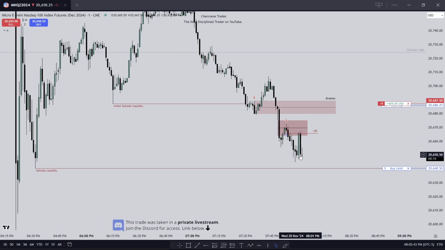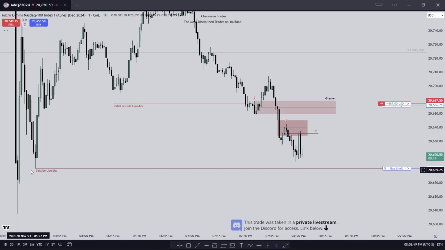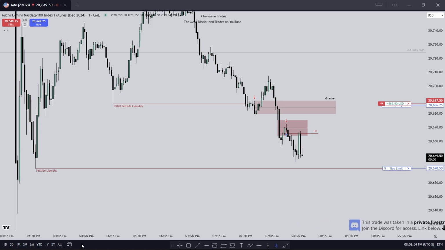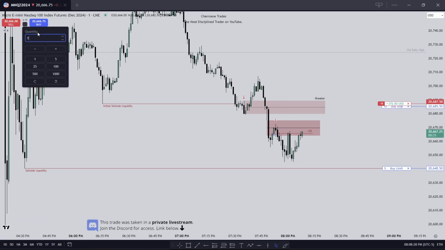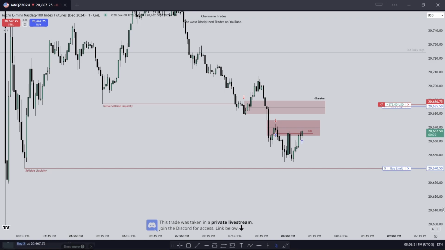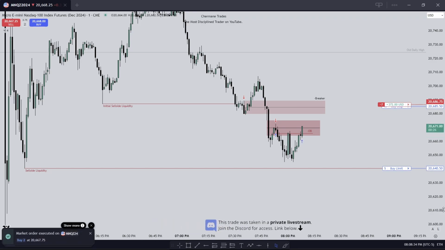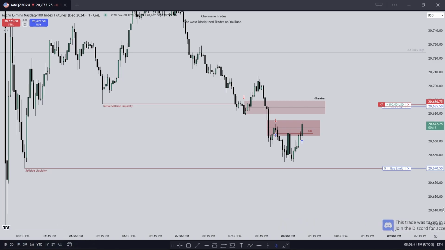And then you get this displacement here. And we have relative equal lows now. So that's an even stronger magnet than just the single low down here. Stop loss is not being moved. I don't care about my stop. It's already risk-free. Taking off two more. Nice partial right before that displacement higher.